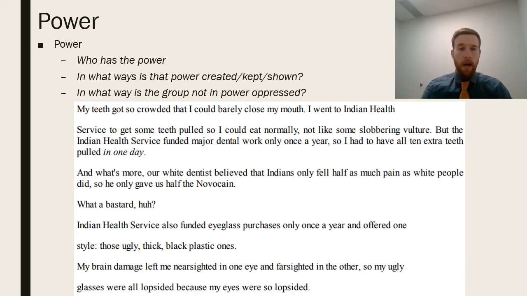So the first one, for power. Right here we're going to see a really good example of how the other group has power. This is a scene very early in the book. I'll read it first and then I'll talk about it.